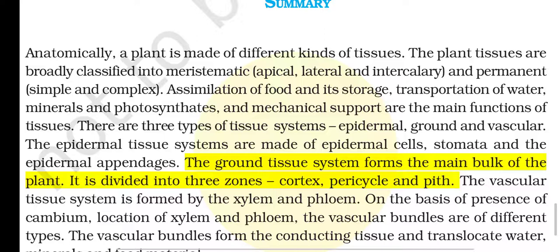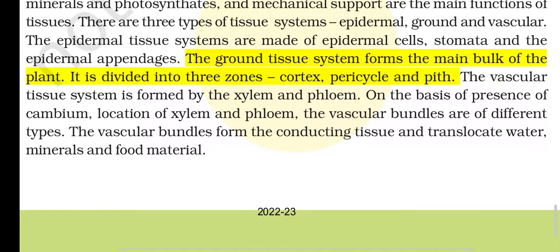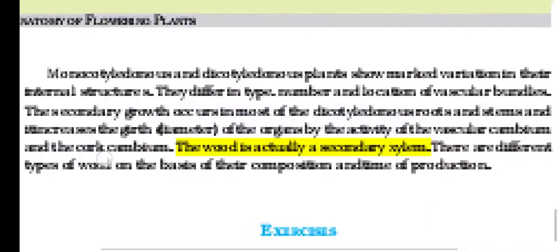The epidermal tissue systems are made of epidermal cells, stomata, and the epidermal appendages. The ground tissue system forms the main bulk of the plant. It is divided into three zones: cortex, pericycle, and pith. The vascular tissue system is formed by the xylem and phloem. On the basis of presence of cambium, location of xylem and phloem, the vascular bundles are of different types. The vascular bundles form the conducting tissue and translocate water, minerals, and food material.